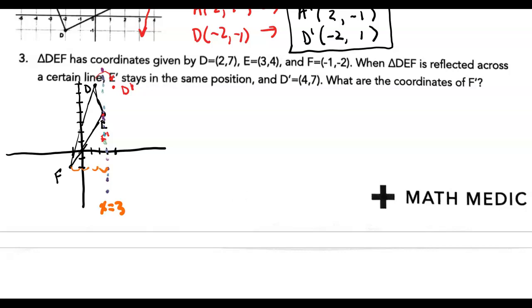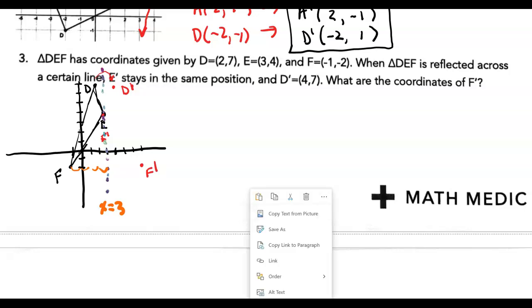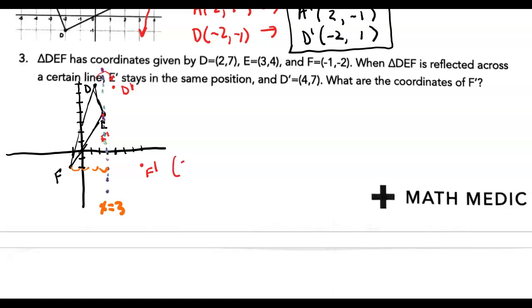So that means I'm going to move 1, 2, 3, 4 units over here to get F prime, and I can see that that's going to be 1, 2, 3, 4, 5, 6, 7, and then down 2, so (7, -2) for F prime. Okay, and again, if you have any questions, make sure you get those answered.